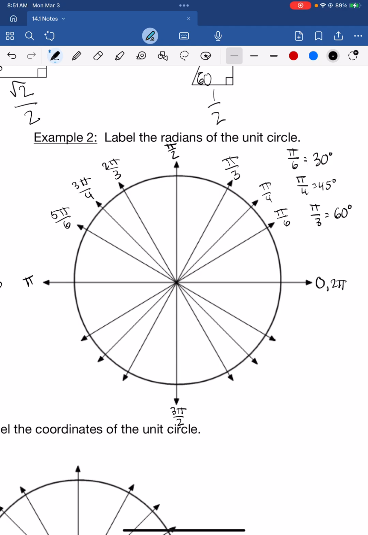If you think about it right here, pi over 6, one more of them would be 2 pi over 6, right? 2 pi over 6, which is the same thing as 2/3, or pi over 3. Then this is the same thing as 3 pi over 6.